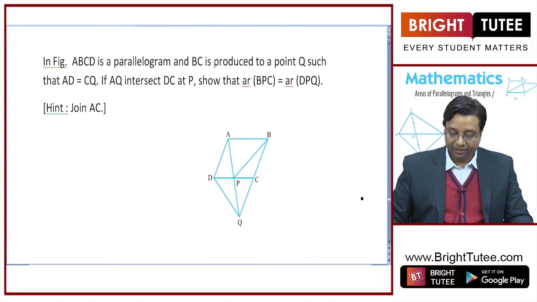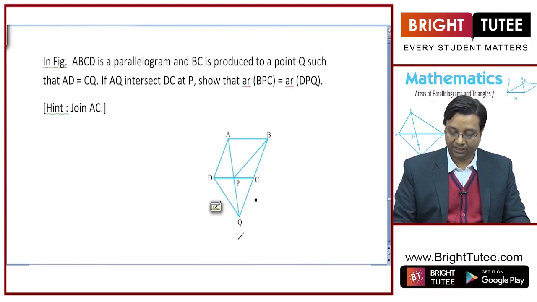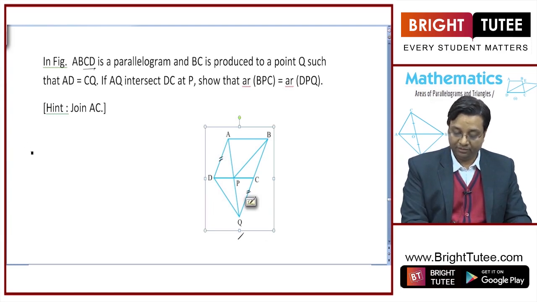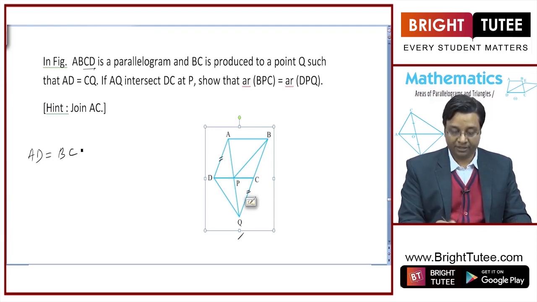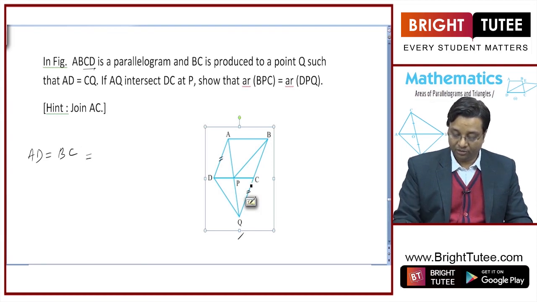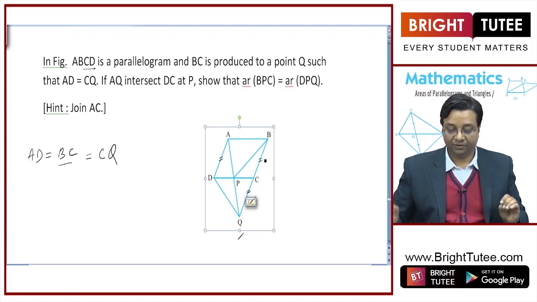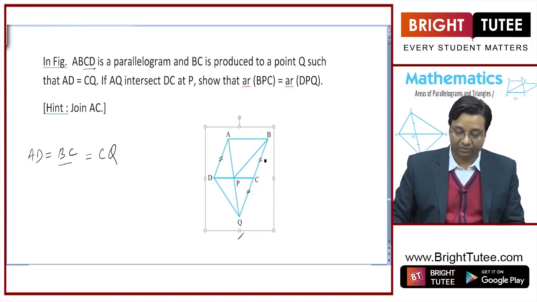ABCD is a parallelogram. BC is produced to Q such that AD is equal to CQ. So, this AD is equal to CQ. Now, ABCD is given as a parallelogram, so AD is already equal to BC. Pair of opposite sides of a parallelogram are equal, and AD is also given as equal to CQ, so BC and CQ will also be equal. So let me mark it. Now we will be able to visualize the question better.